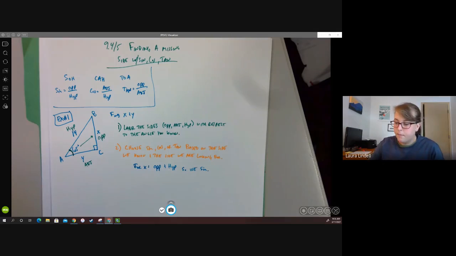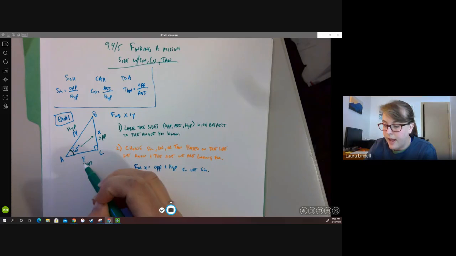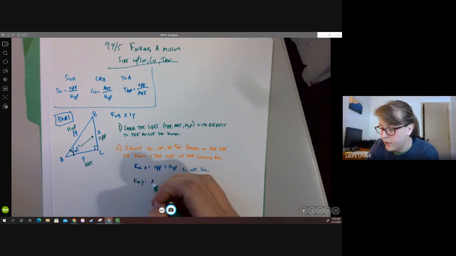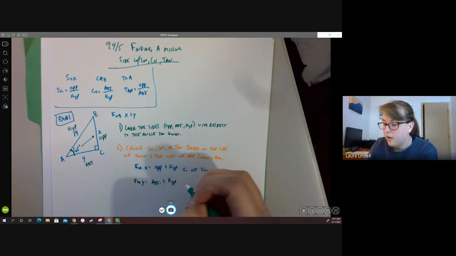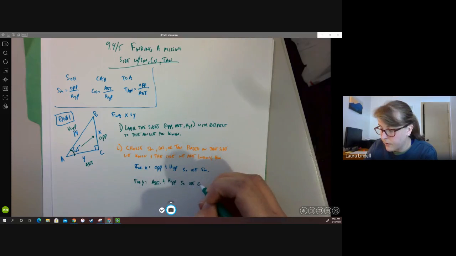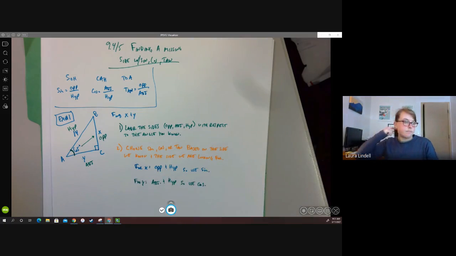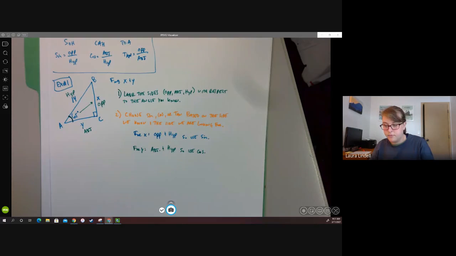But for y, the side that I'm looking for is the adjacent side, and the side that we know is the hypotenuse. So to find y, I would use cosine. Okay, so now we've chosen: we're going to use sine and we're going to use cosine for this problem.